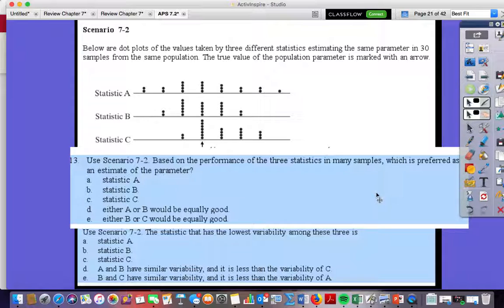Again, for each of these will be 1 point each. The statistics that have less variability among these 3 is. Cool. We got about 10 minutes left, so we're gonna keep going through some questions here in just a bit.